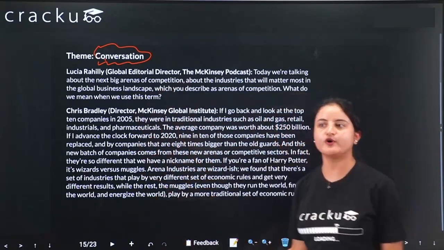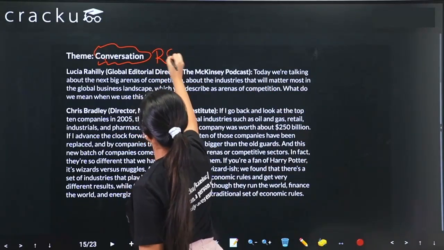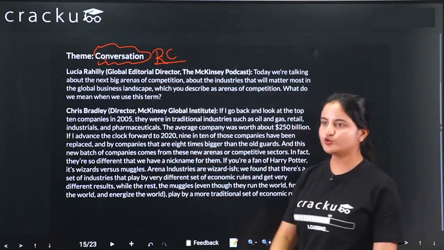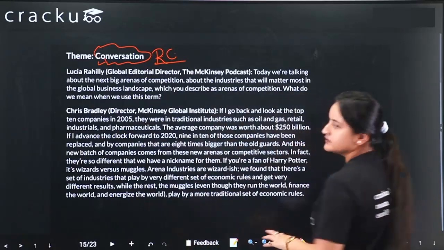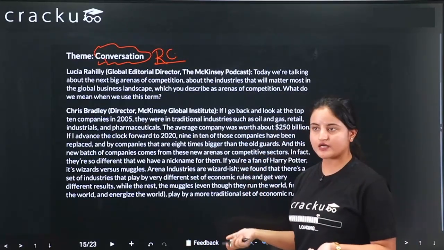Oh my God, what a new format. What am I supposed to do? It is RC only. No issue. Just the theme is conversation. Two people are talking, so nothing to worry. It is an RC. Our same techniques are going to work.